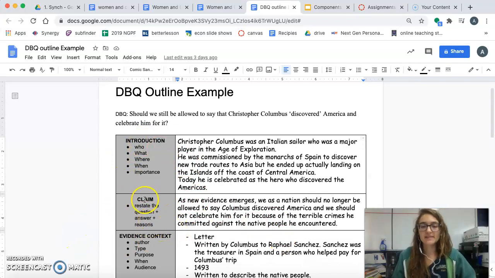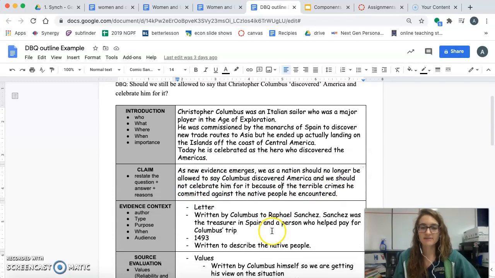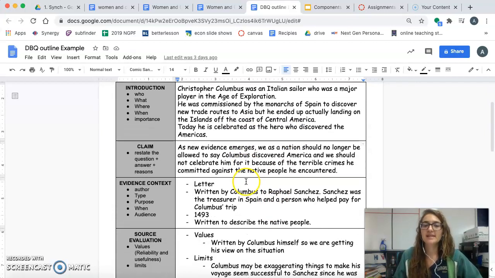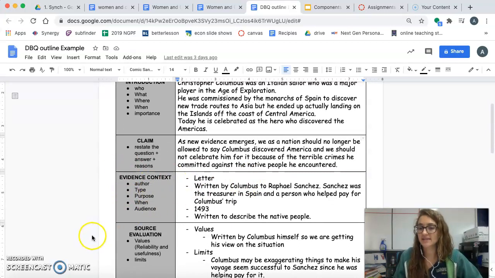And then you get into your claim. Remember, your claim is the answer to your question. As new evidence emerges, we as a nation should no longer be allowed to say Columbus discovered America, and we should not celebrate him for it because of the terrible crimes he committed against the native people he encountered. Now I do my first piece of evidence, and there are a couple of different components. First, I need to do my evidence context. You can do this in an outline in bullet-pointed form, okay?